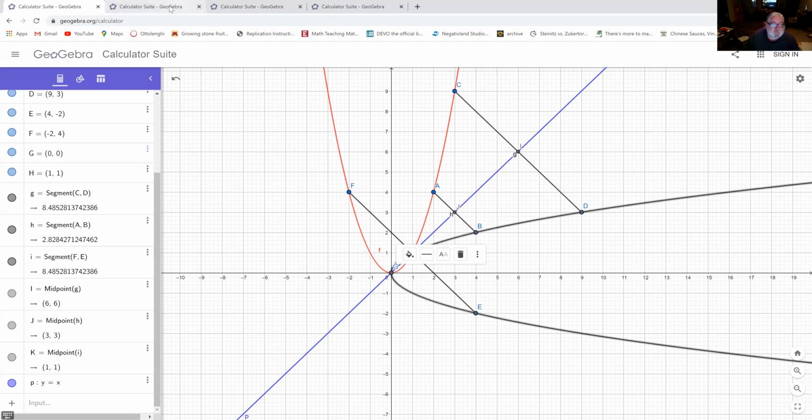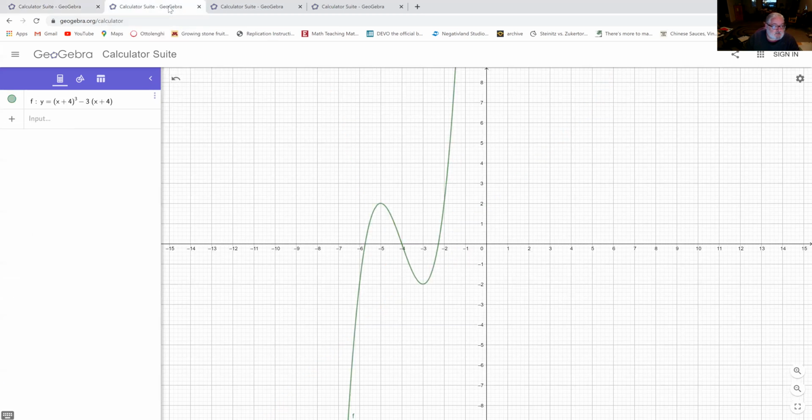So one thing to note here is that the black curve is not a function. It doesn't pass the vertical line test, right? The red curve is a function. It passes the vertical line test, but the black curve does not. So let's look at a different function. Here's a function. This is given by this formula here.